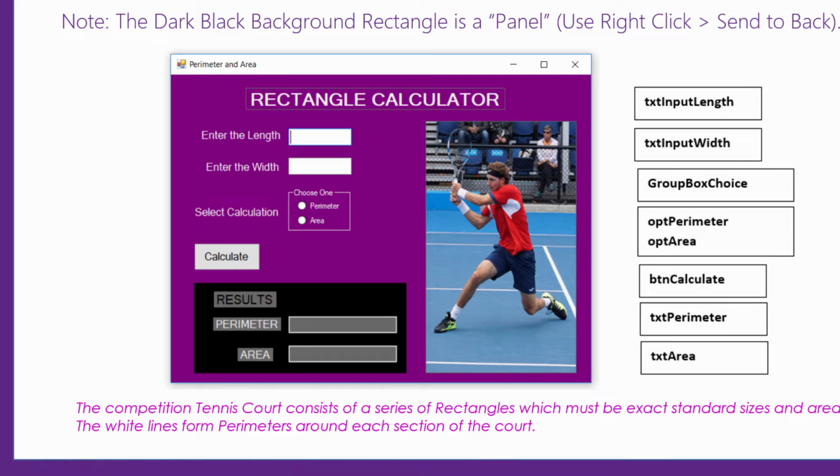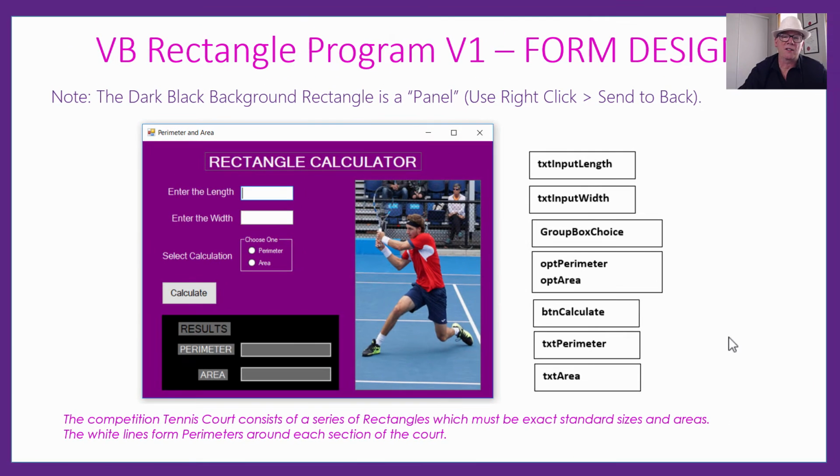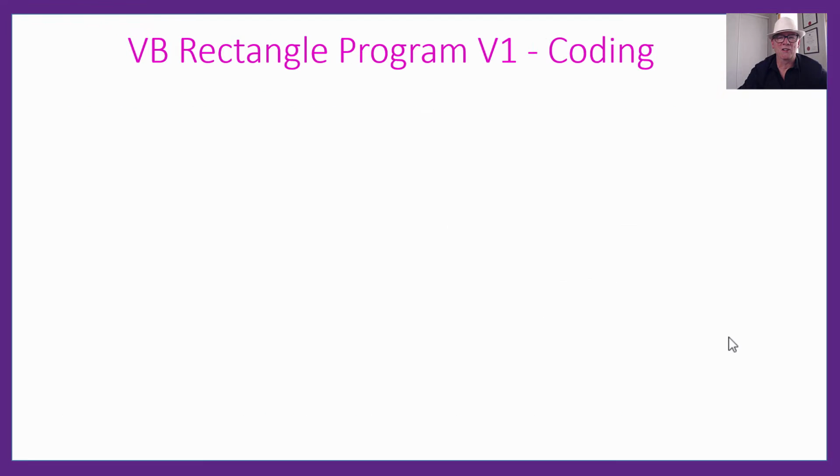As we discussed, the competition tennis court has a series of rectangles and they've got to be the exact standard sizes. So that's why we got the tennis picture there. Because when we had our students do this program and showed it to them, they're all going, oh, why is there a picture of a guy playing tennis there? What's that got to do with programming? It was just something to have on there to make it a little bit more interesting.